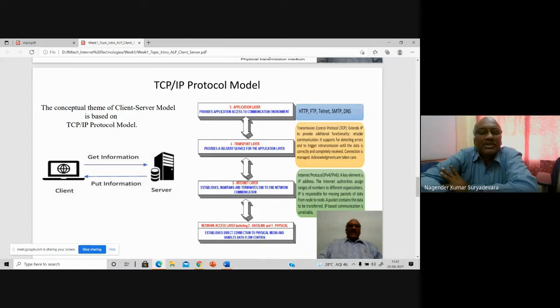Basically, the transmission can be connectionless or connection oriented. If you want reliable data, it is connection oriented. If you don't need reliable data, it is connectionless. Can you tell me what type of data should be reliable, and what type of data transmission doesn't require reliability?